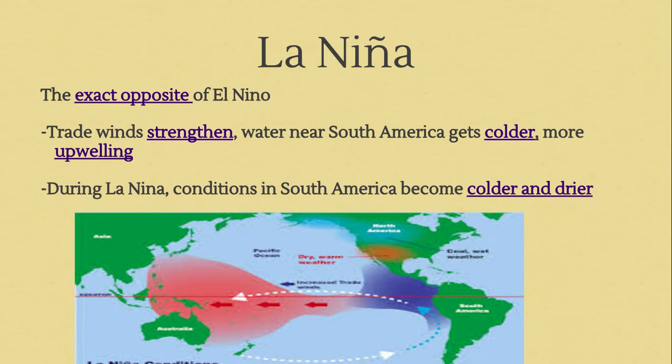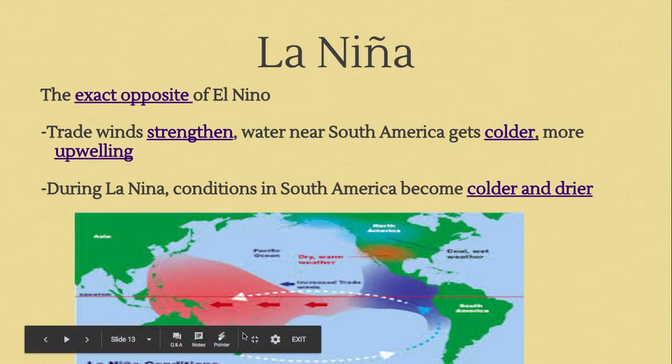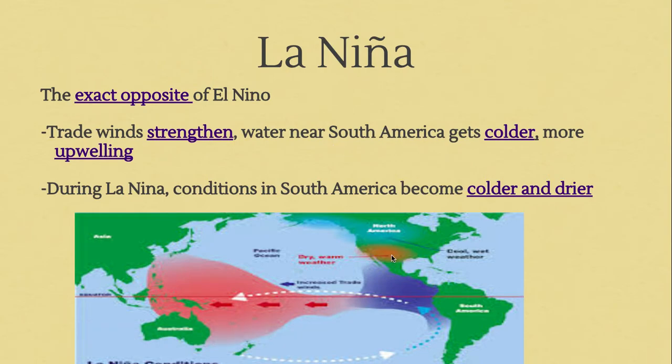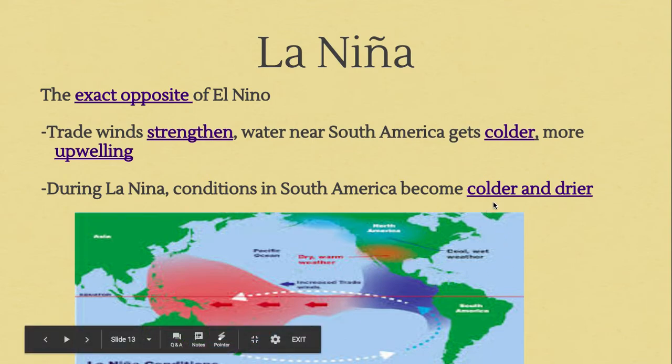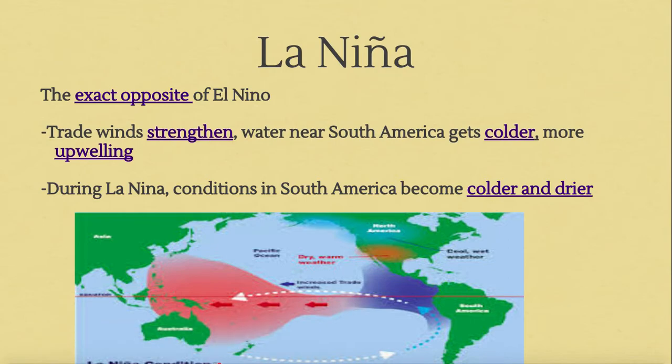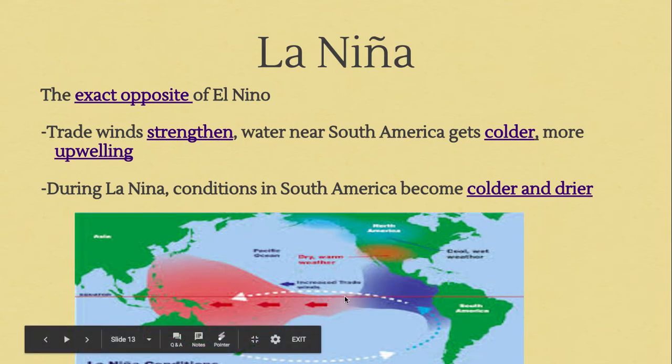La Niña, if you know Spanish or you are learning Spanish, you know that La Niña means the girl. It's called the girl because it's the exact opposite of the boy. So La Niñas are the exact opposite. They happen when trade winds get really strong and really push water towards the Western Pacific. So instead of the water getting warmer, the water gets colder. You have more upwelling, and South America becomes colder and drier. If all you remember from this guide is El Niños get warmer and wetter, and that La Niñas are the opposite, you're going to be okay. La Niñas get colder and drier because the winds get stronger.